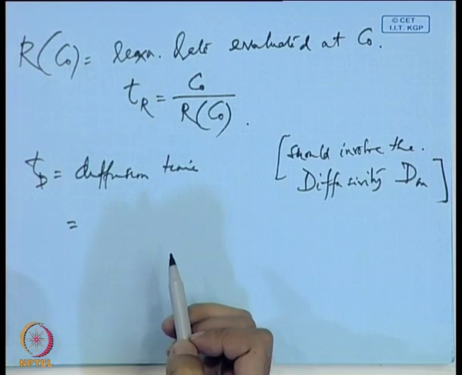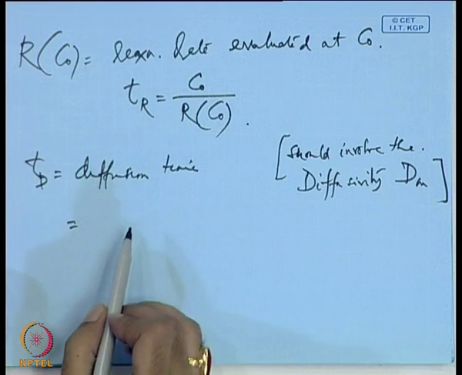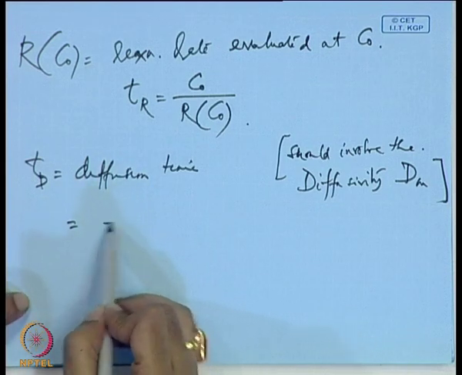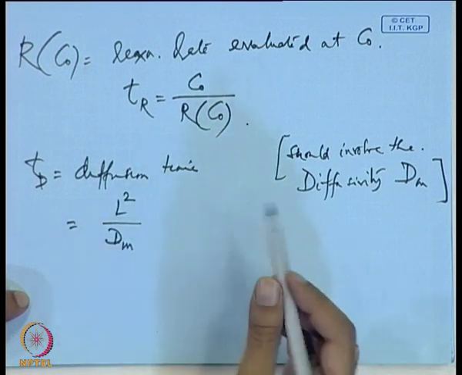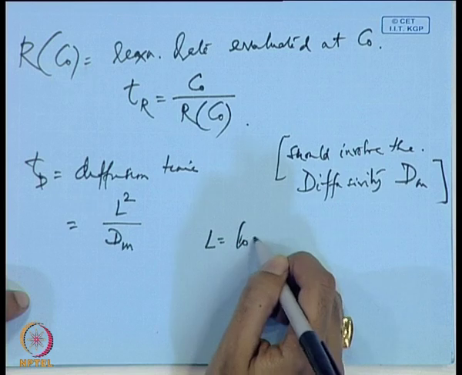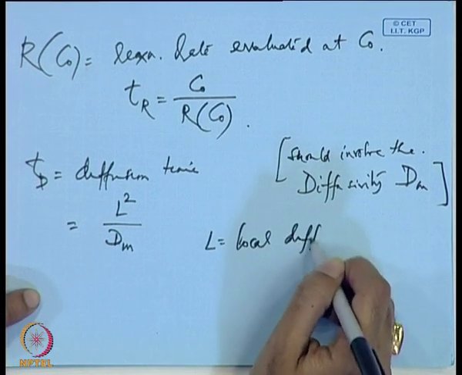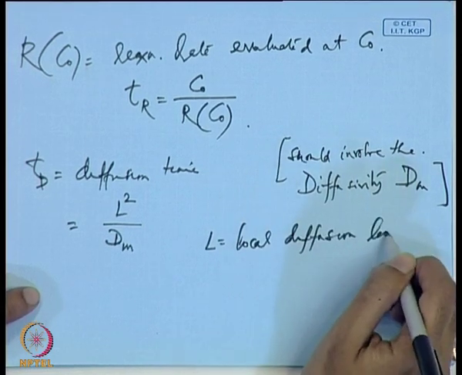L square, yeah, that's correct. L square by diffusion. So, L square, let us say, by dm. Okay. L being the local diffusion length scale.